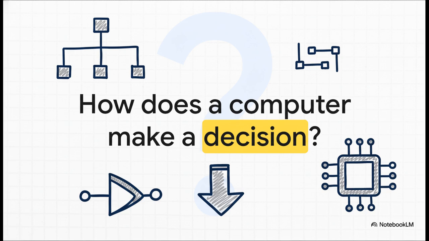So let's start with the big question. How in the world does a computer make a decision? I promise you, it's not some kind of mysterious magic. It's actually something way simpler and, honestly, a lot more powerful. It's all about pure, structured logic. And we're about to see how we can put that logic to work.